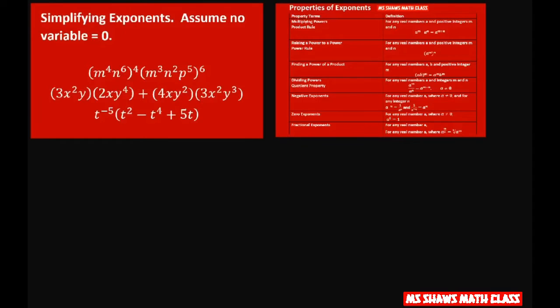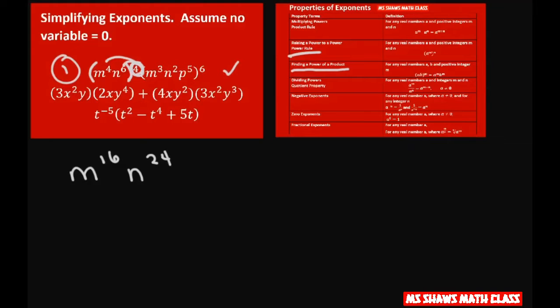The first thing we're going to do with number 1 is to use our power rule, because I want to get rid of these parentheses. We're using the finding a power of a product rule. So let's illustrate it with this first problem. We have these parentheses here. With the power rule, you multiply these 2 exponents. So that's going to be m to the 16th n to the 24th.